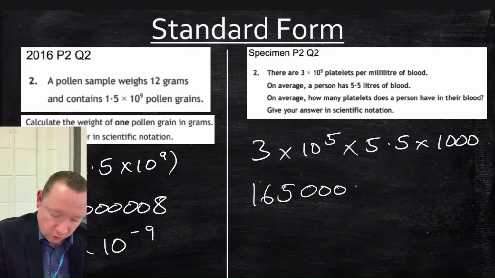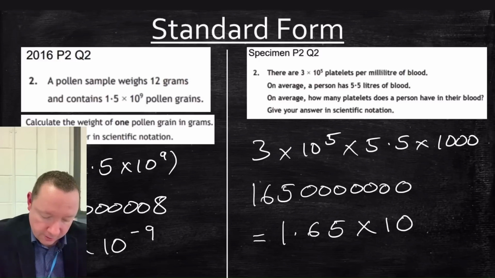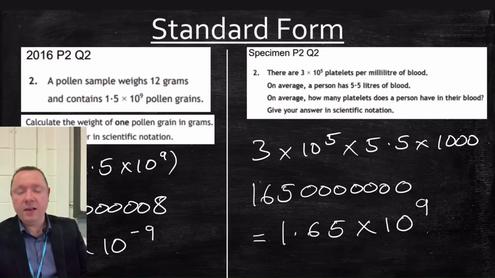165, 1, 2, 3, 4, 5, 6, 7 zeros. So that equals 1.65 times 10 to the power of 9. 7 zeros plus 6 and 5 make 9.